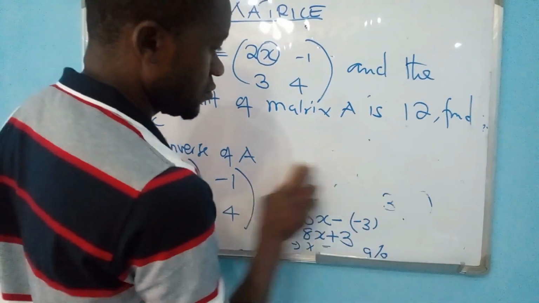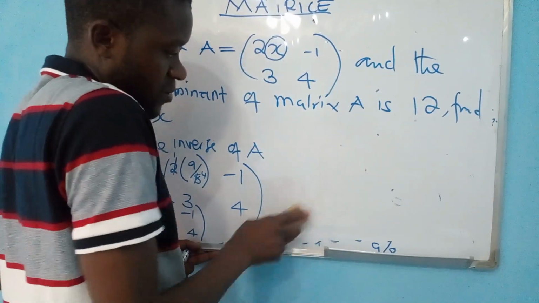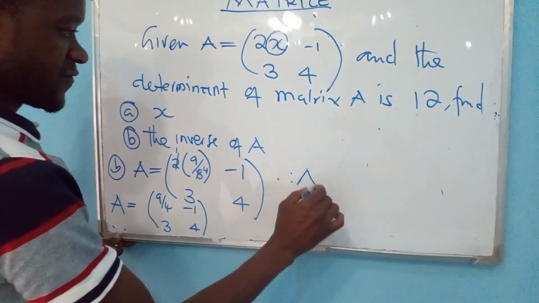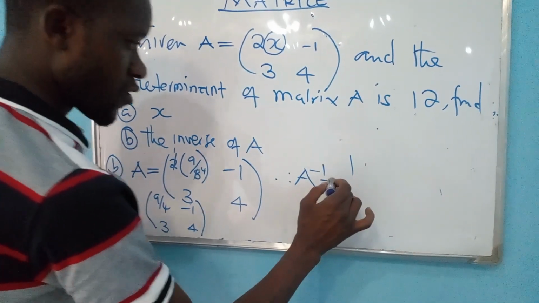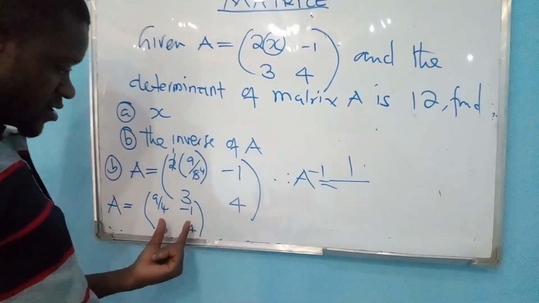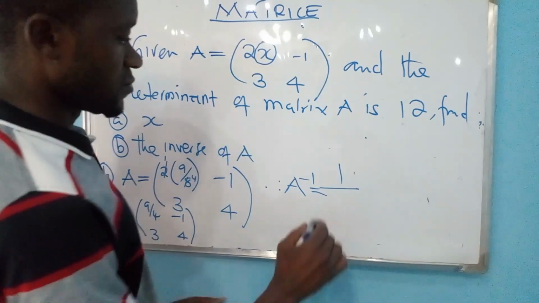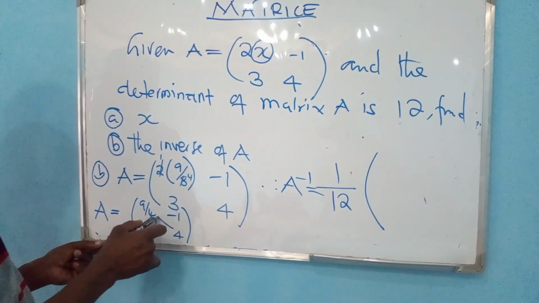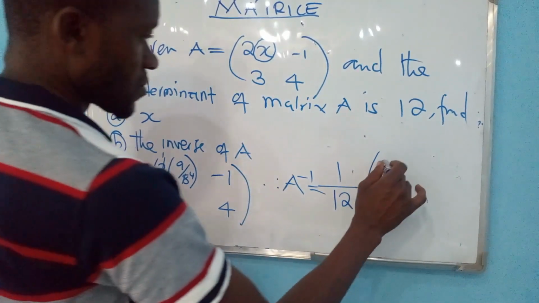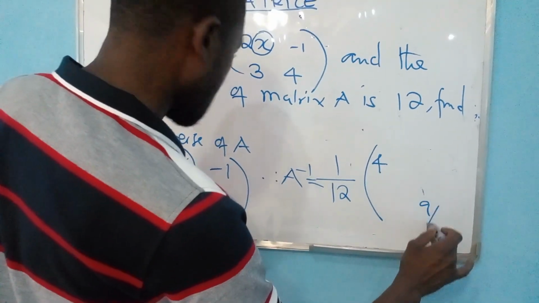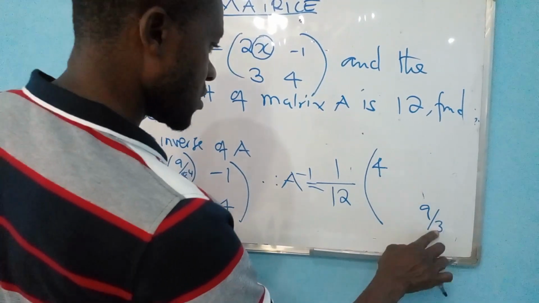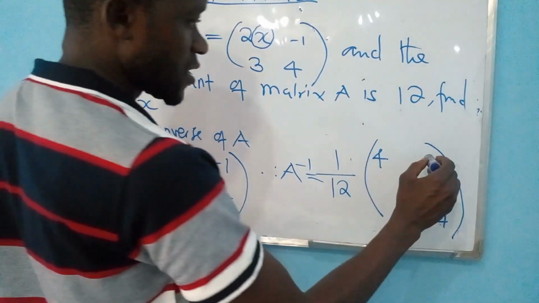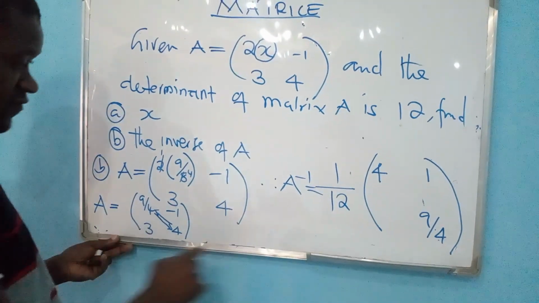Therefore, the inverse, remember, that the inverse is 1 over the determinant. So I'll say therefore, the inverse of A is 1 over the determinant. We don't need to find the determinant because it is already given, 1 over 12. Then we swap the entries in the major diagonal. Then we change the signs of the entries in the minor diagonal. If it's a negative, change it to a positive. If it's a positive, let it be a negative.